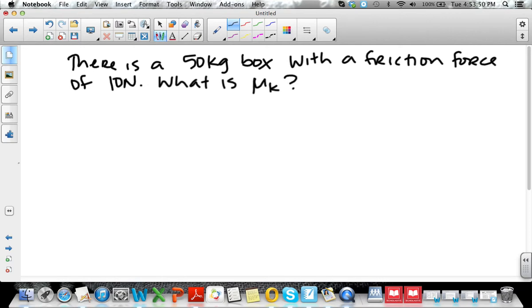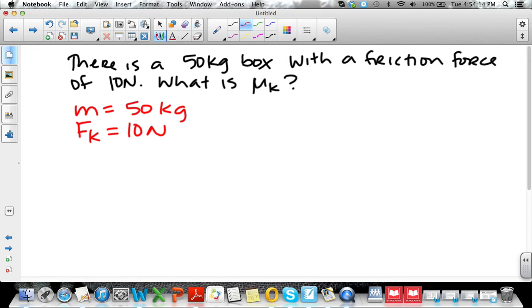Okay, that's super basic, but if they give you the mass and they give you the friction force, we'll do an example. Remember the checklist. Identify everything you've been given. So we've got mass is 50 kilograms. Fk is 10 newtons. That's all I was given.